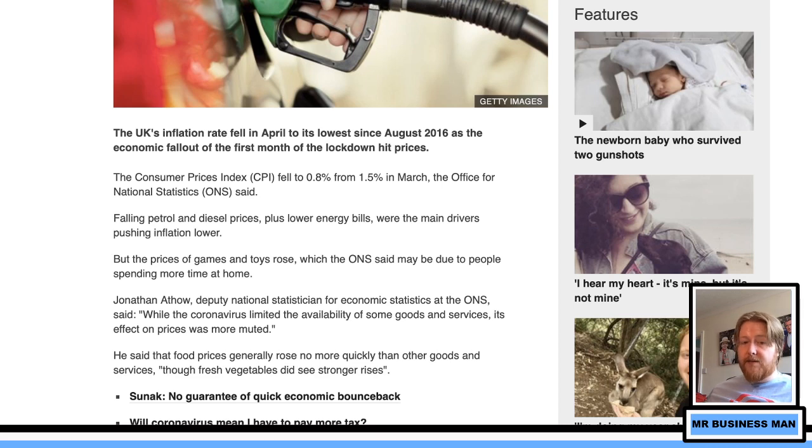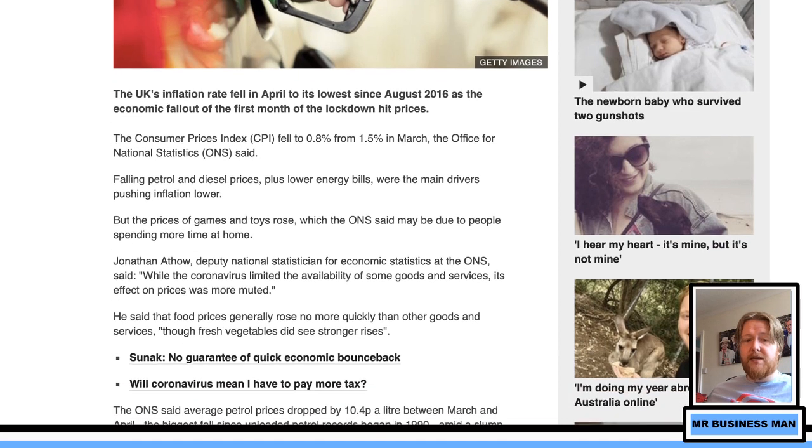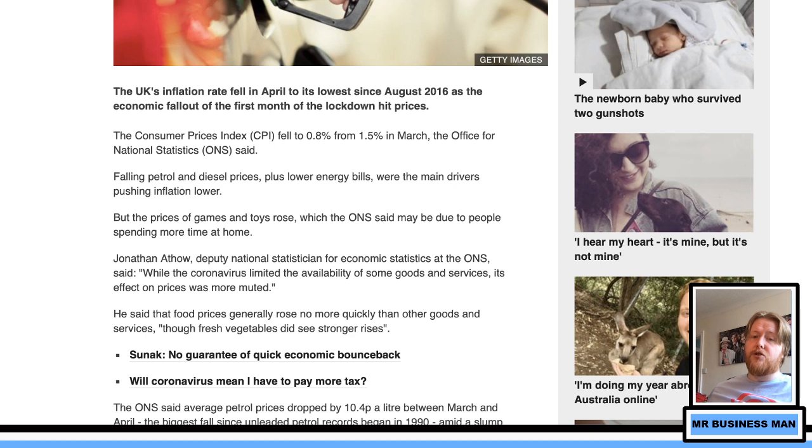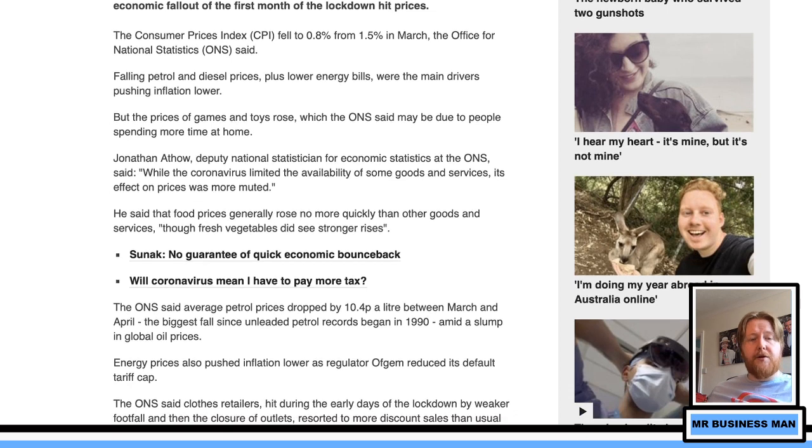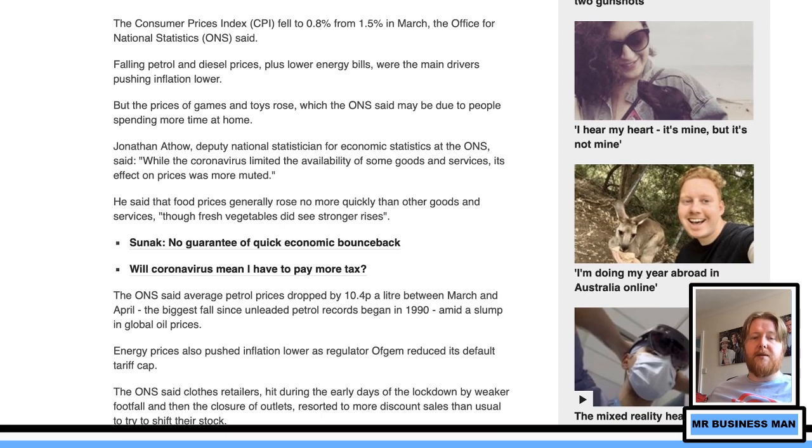It says the Deputy National Statistician for Economic Statistics at the ONS said that while the coronavirus limited the availability of some goods and services, its effect on prices was more muted. He said that food prices generally rose no more quickly than other goods, though fresh vegetables did see stronger rises, because people are on this whole health kick at the minute, aren't they? The ONS said that petrol prices dropped by 10.4p a litre between March and April, the biggest fall since unleaded petrol records began in 1990, amid a slump in global oil prices.